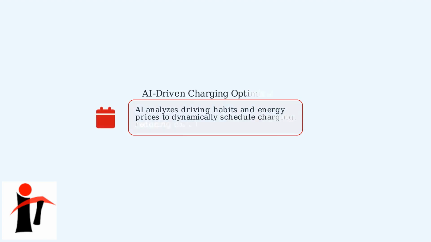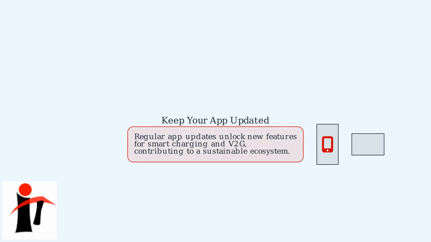AI-driven charging optimization is becoming standard, analyzing your driving habits and energy prices to dynamically schedule charging. This can reduce costs by 10 to 20% by charging during off-peak hours when electricity rates are lower. To take advantage of these emerging features, keep your Tesla app updated regularly. Updates often include new capabilities for smart charging and V2G, helping you contribute to a more sustainable energy ecosystem.